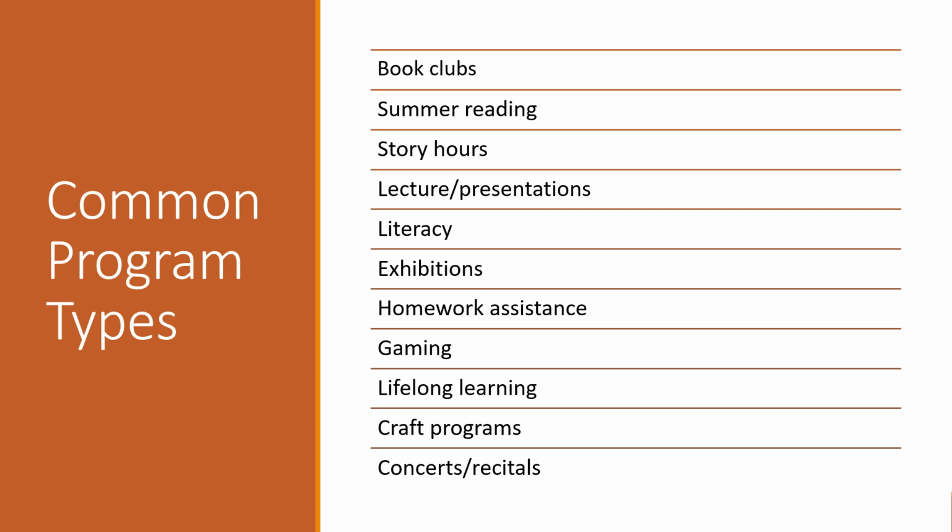So here's a list of common program types as listed on page 136 of the textbook. Book clubs, summer reading, story hours, lectures and presentations, literacy, exhibitions, homework assistance, gaming, lifelong learning, craft programs, concerts and recitals. This is not everything. These are just some common program types that libraries offer.